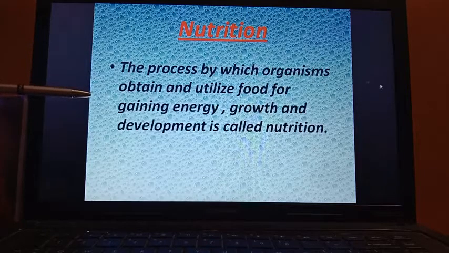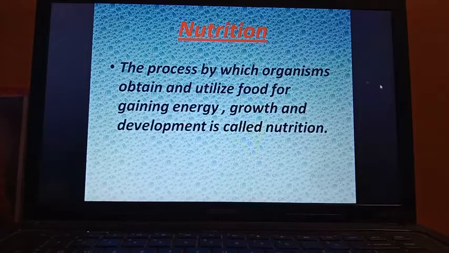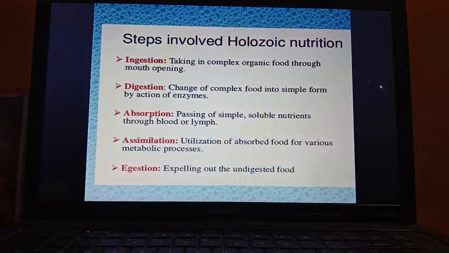It will be helpful for you, and I have tried to make points in each of the questions. So this is the definition of nutrition. So what are the steps of nutrition or holozoic nutrition, that is the human nutrition?